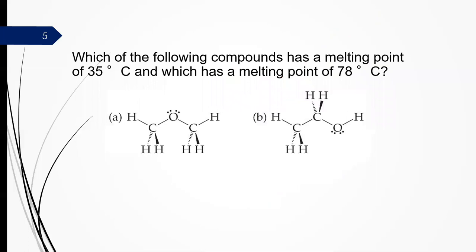Looking over here, it's a drawn out structure of a compound. And so we want to find out which one has a melting point of 35 degrees Celsius and which one has a melting point of 78 degrees Celsius. And so we're looking at their forces. So if we look at it, they're actually all made up of the same amount of stuff. We have 1, 2, 3, 4, 5, 6 hydrogens. We have 2 carbons and 1 oxygen. So that means that the London forces are going to be equal.